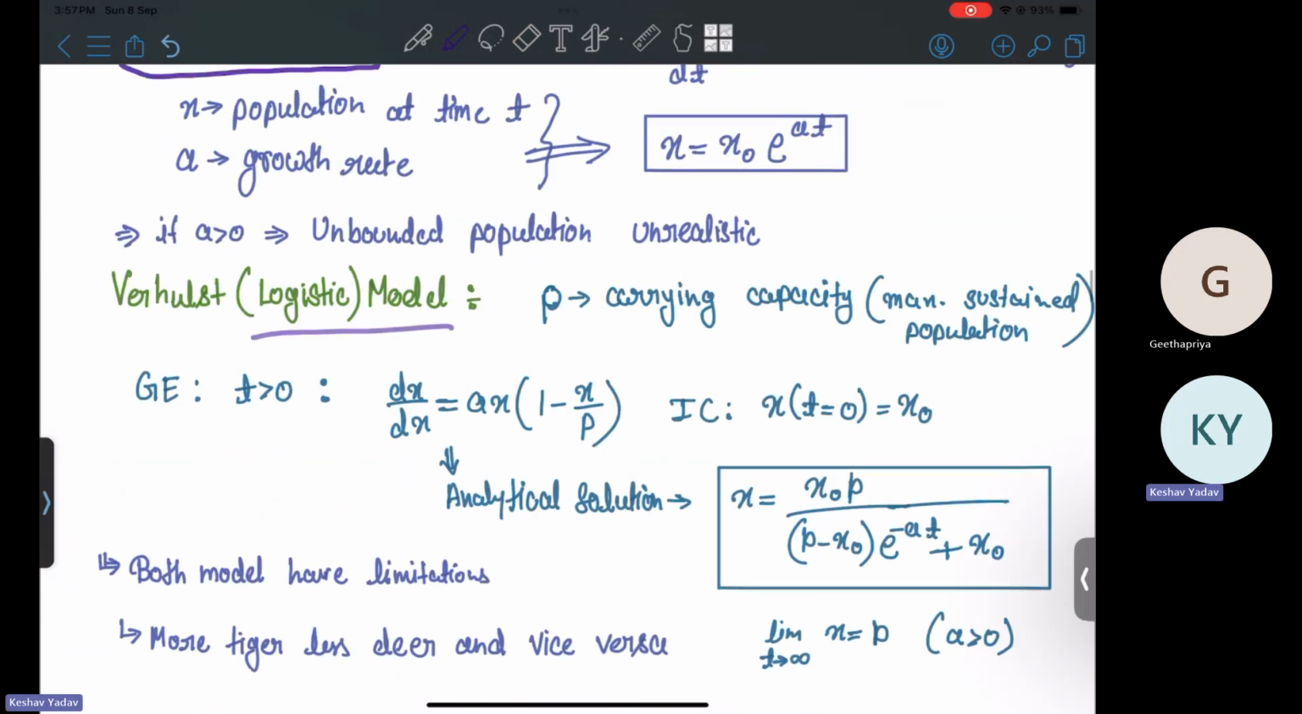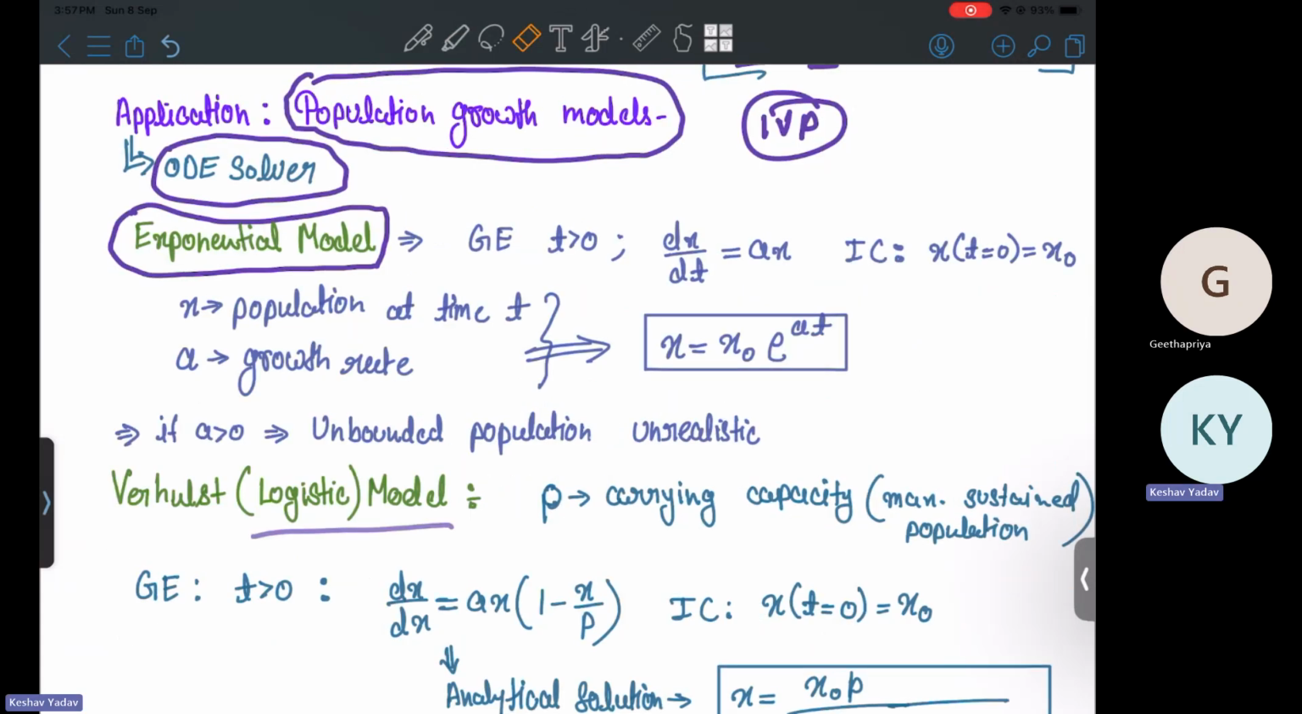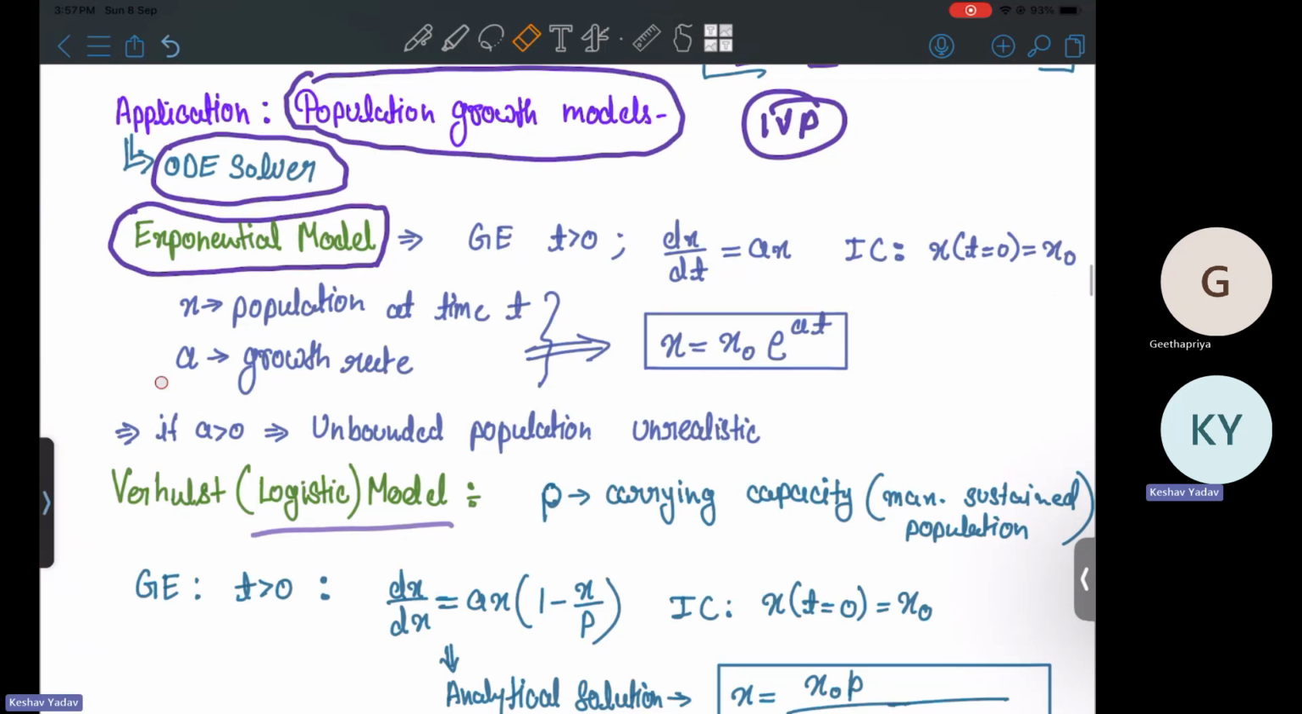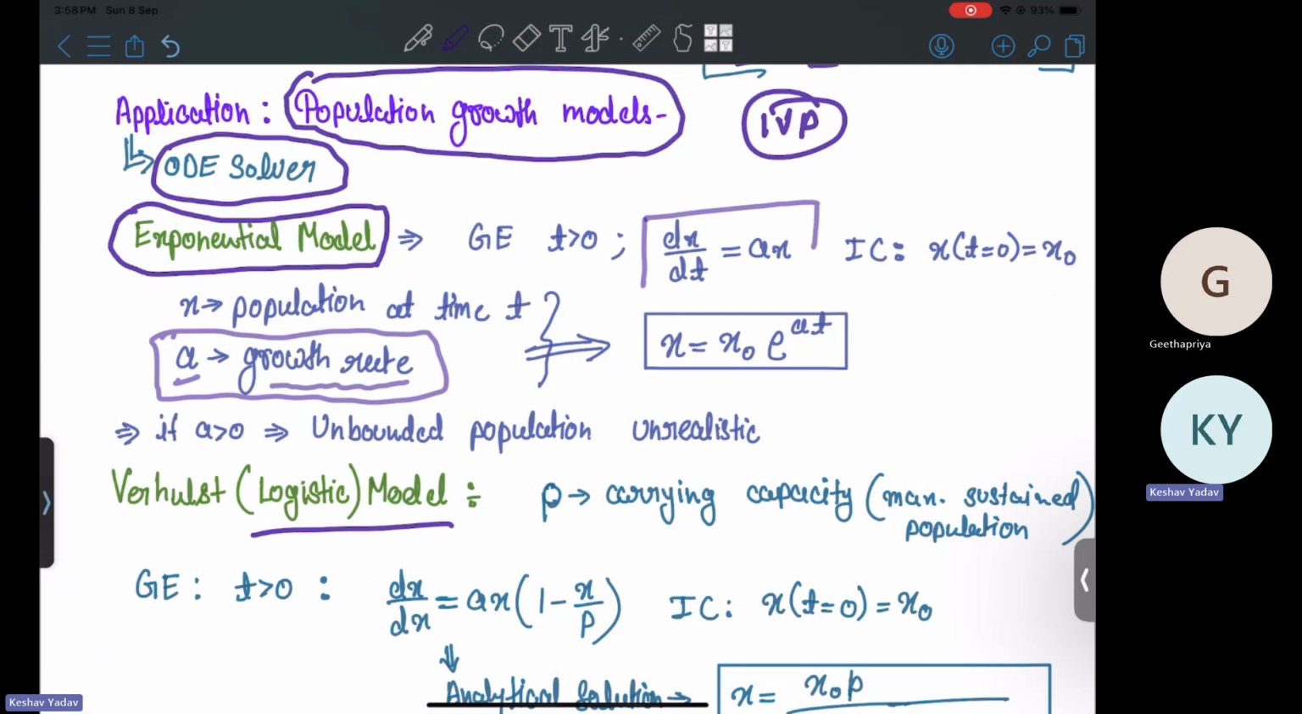Okay, so in the exponential type of model, we assume that the population is increasing or decreasing with respect to time with some growth rate a. If x is the population at time t and the growth rate is a, then it can be written as dx/dt = ax, with some initial condition at t = 0, the population is x0. If you solve this differential equation, you will find x = x0 e^(at).